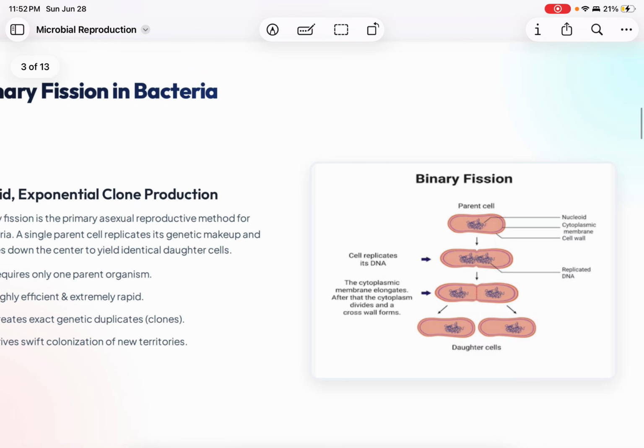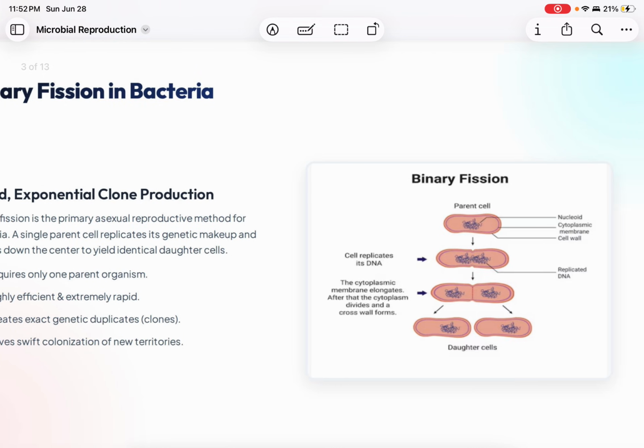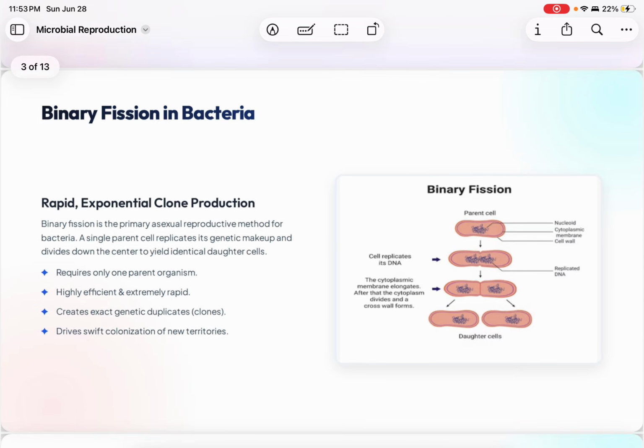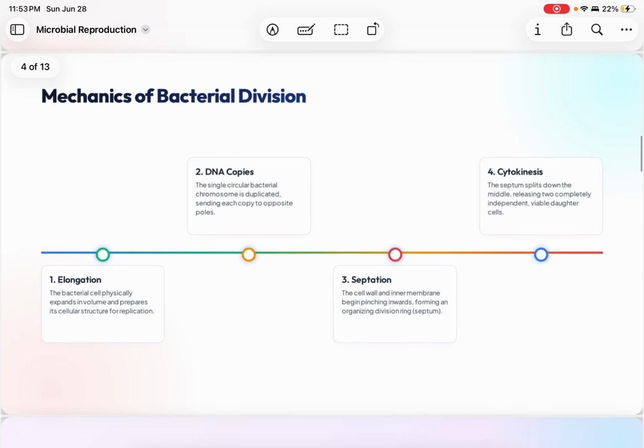Here's a picture of binary fission. This is extremely fast. Under ideal conditions, some bacteria can divide every 20 minutes. This rapid reproduction explains why bacterial populations can increase so quickly.